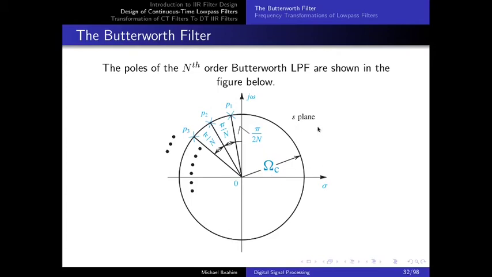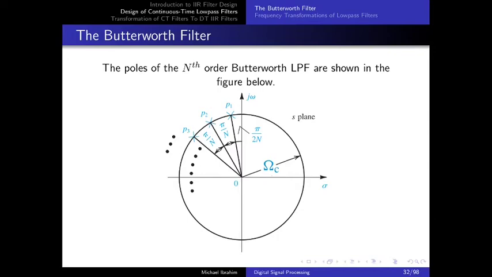So s is a complex frequency, it's sigma plus j omega, and here there is a mistake, this should be uppercase omega, j capital omega. The poles are uniformly placed on the half circle located in the left half plane of the S domain. Why the left half plane of the S domain? This is the condition for the system to be both causal and stable.